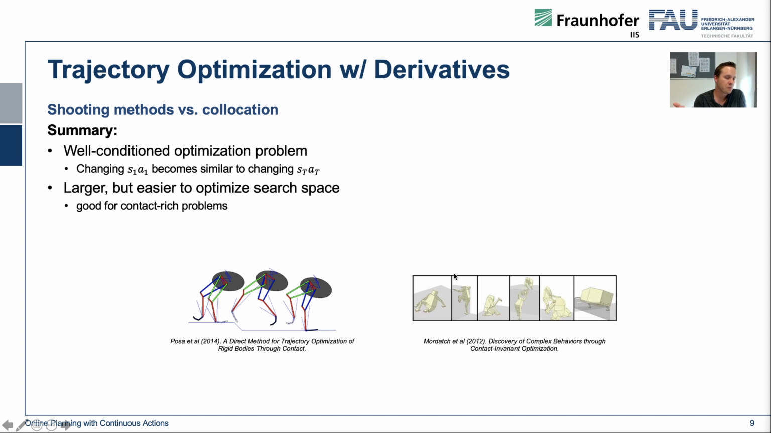So in other words, changing S1A1 becomes very similar to changing ST80. So there is no large gap in between. It's a larger but easier to optimize search space, and it is very good for context-rich problems. You see, there are two major papers that propose using collocation methods. If you're really interested in it, I would recommend diving into these papers. You will find them on the web.